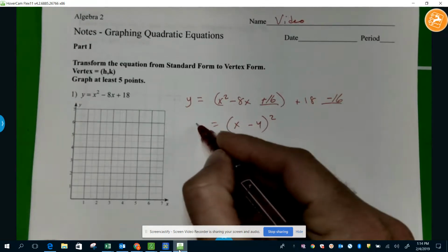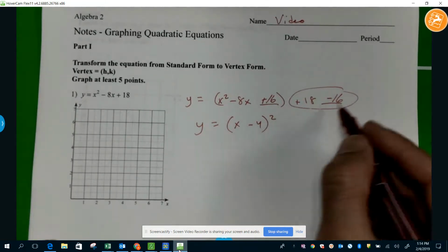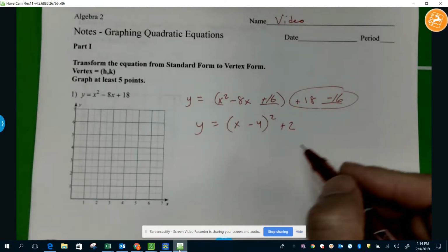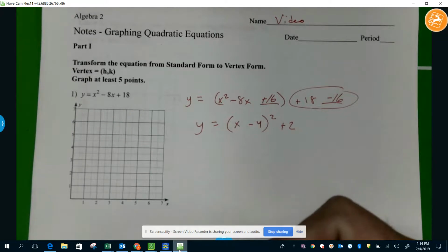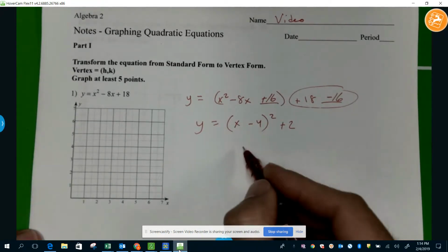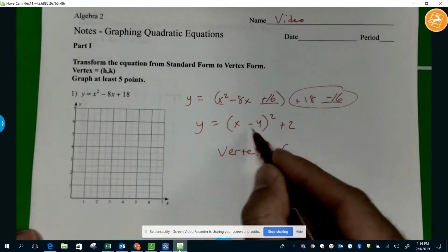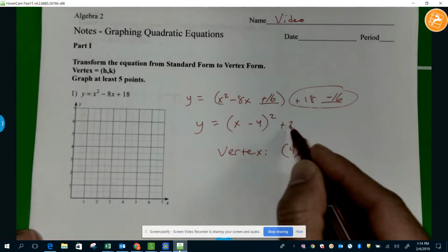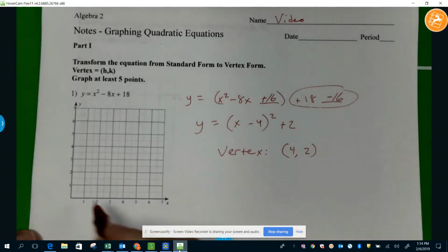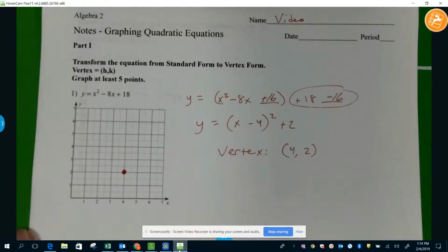So I've already taken the shortcut here to factoring this parenthesis. Now I just need to combine these like terms. 18 minus 16 is positive 2. Okay, so my vertex, as we answered on the homework previously, is always the h and the k. So here, opposite of what your x says, so this is going to be a positive 4, and then the y value there is what it says it is, so positive 2. So there's our vertex, positive 4, positive 2.